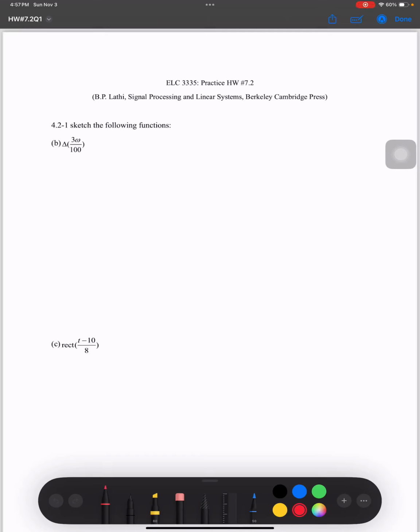System Practice Homework 7.2, Question 1. Sketch the following functions. For the first one, B, we know that according to the definition of the triangular function, t over tau is equal to 1 minus 2 times the absolute value of t over tau when the absolute value of t is smaller than tau over 2. Otherwise, it equals 0.